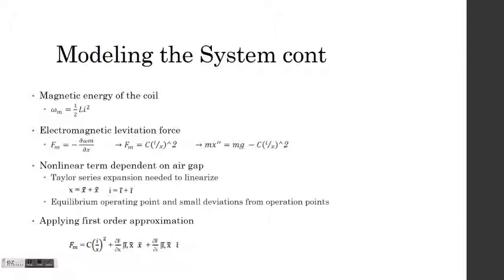Thus, we need to linearize the system about these two variables by taking a first-order Taylor series expansion about the points that describe a desired operating point, and small deviations from I and X. In the final first-order approximation, the bar denotes the equilibrium operating point and the tilde represents the small deviations from the operating point.